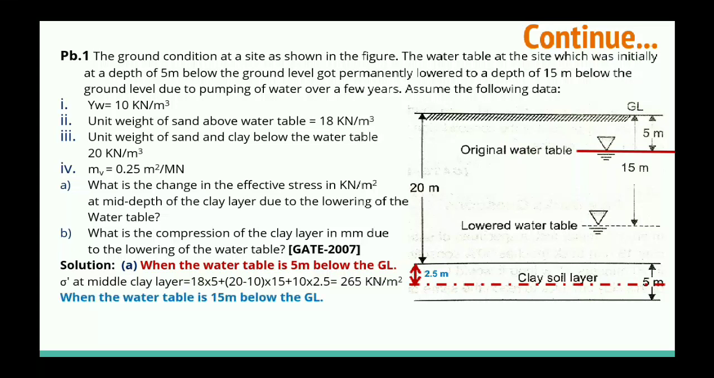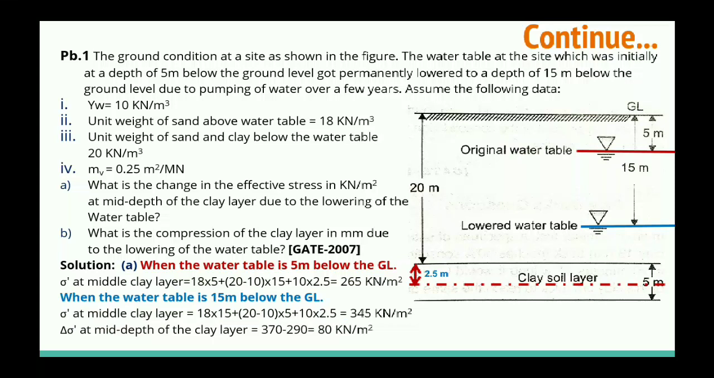Similarly, we can calculate when the water table is 15 meters below the ground level, and that is shown in the figure by a blue line. So that we get 345 kilonewton per meter square. So we can calculate the change. What is the change? In the beginning, at the initial condition, it was 265. Now the value is 345. So what is the increase? The increase is 80 kilonewton per meter square. So the effective stress increased by 80 kilonewton per meter square.